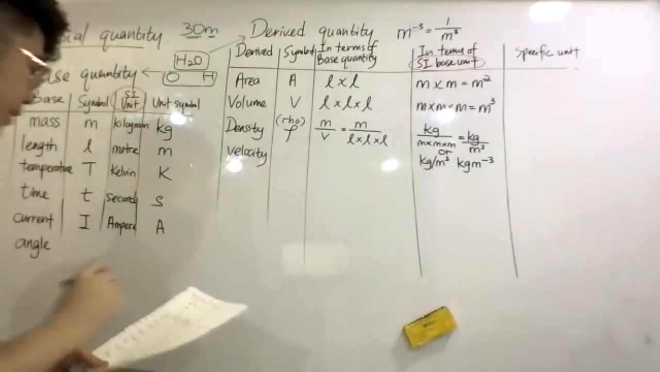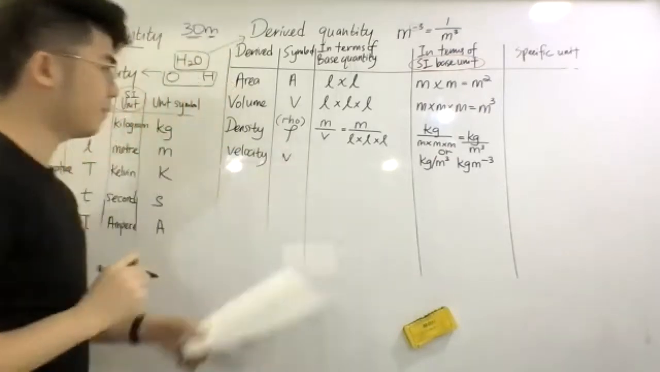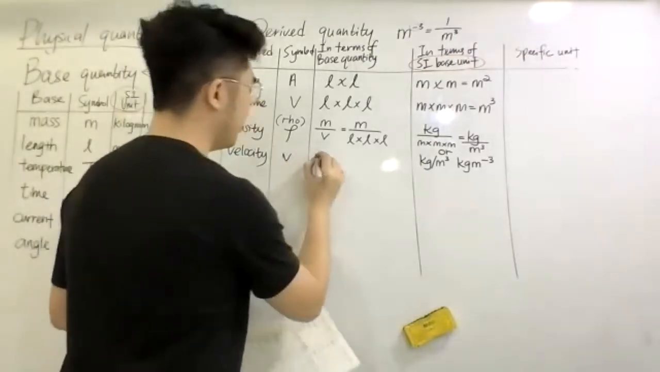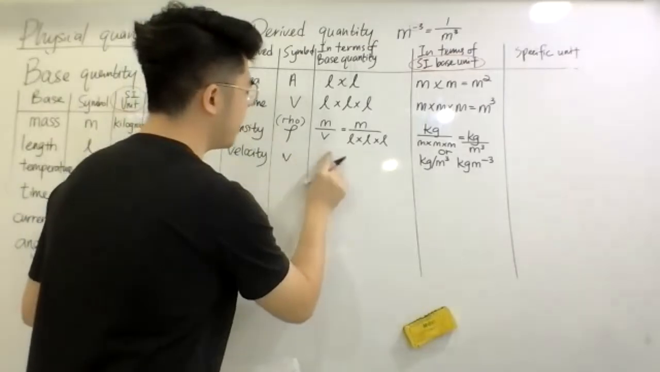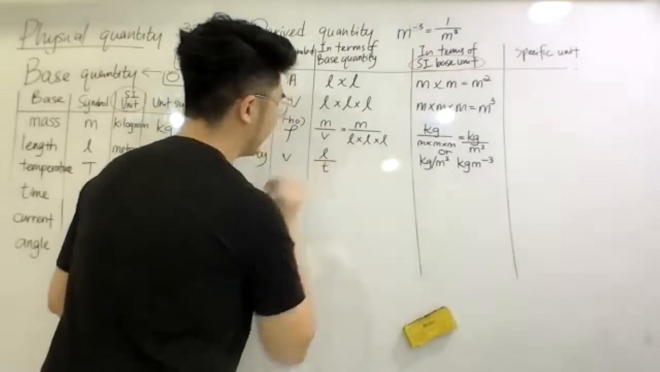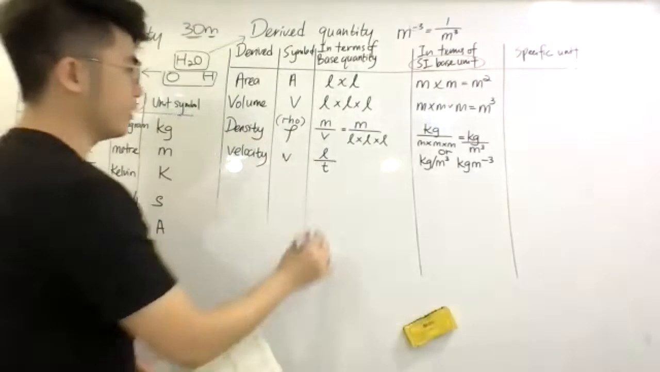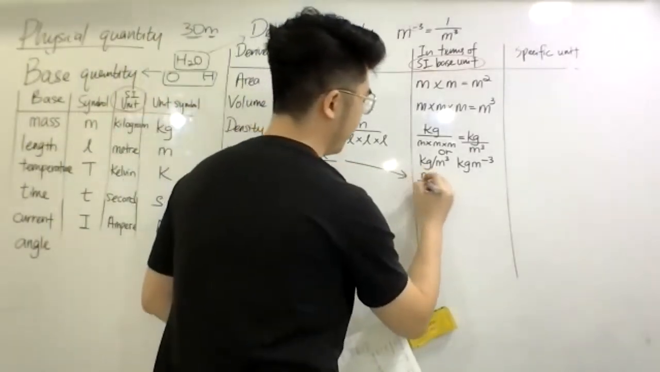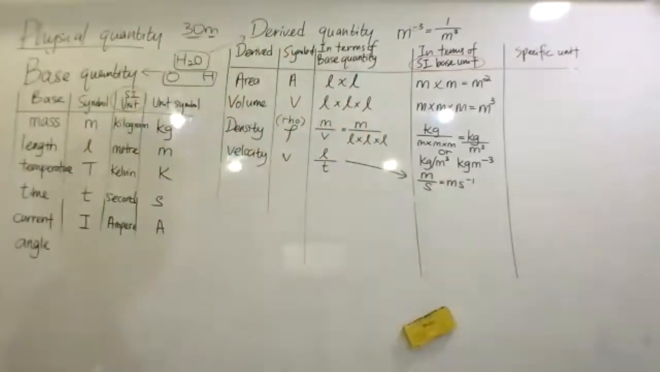Velocity, V. Sometimes they use U, right? Okay, quantity. Now, velocity is displacement over time. Displacement is a measure of length. Length over time. Is this base? Yes, they are the base, right? So L over T. So here I write M over S. So it's meter per second for velocity.